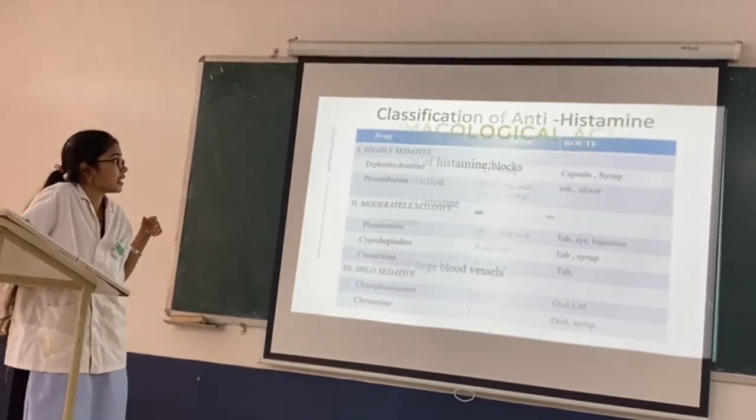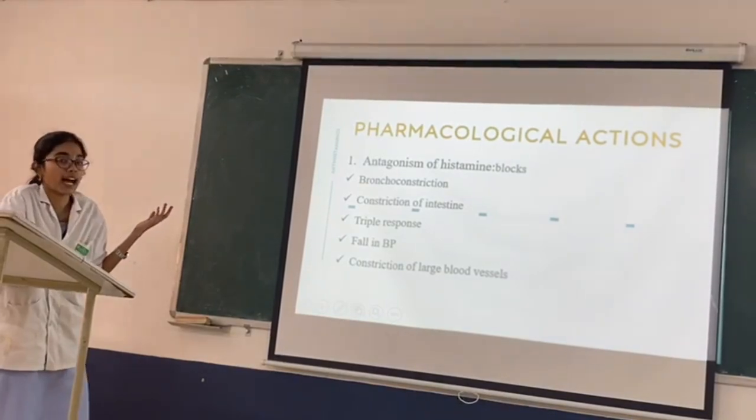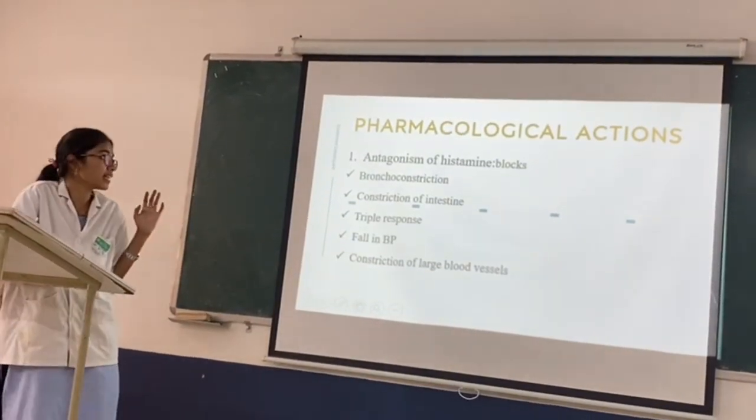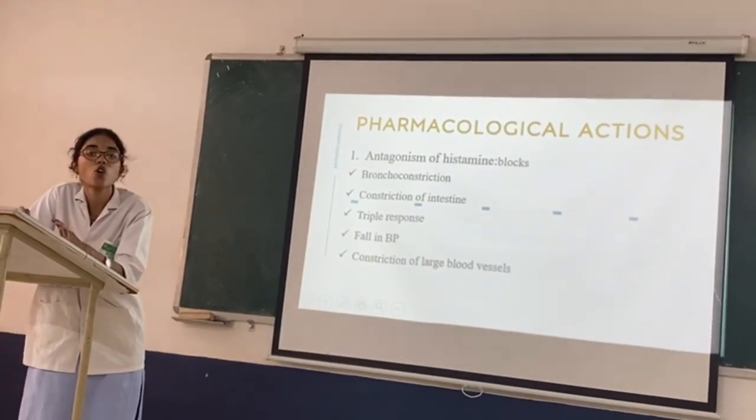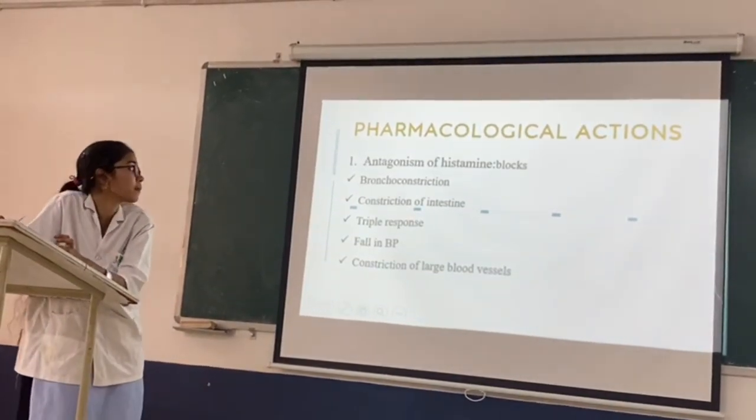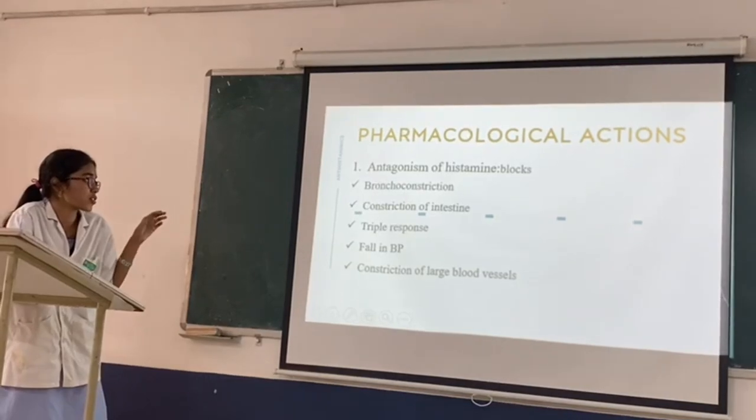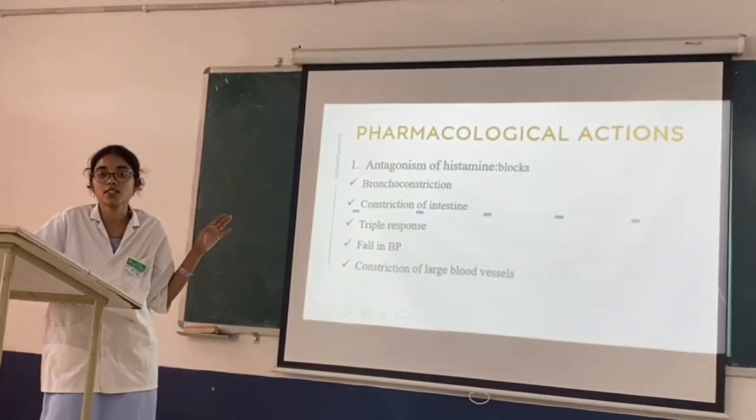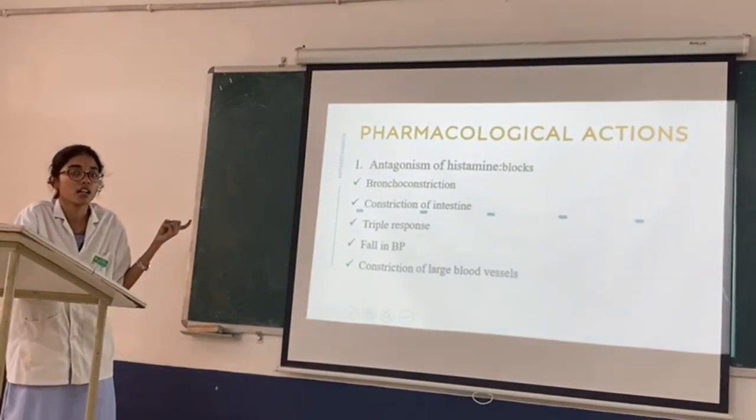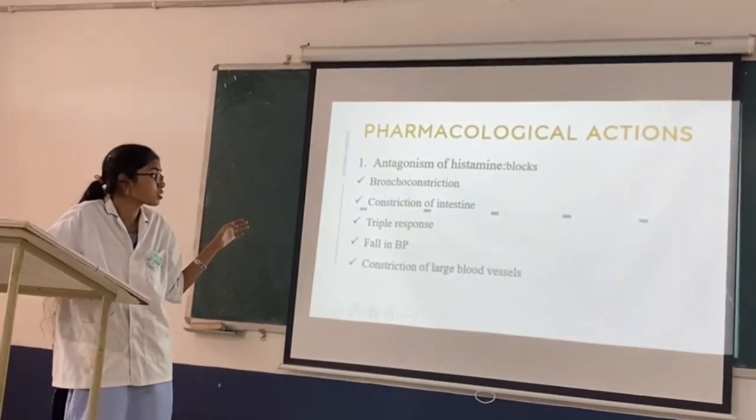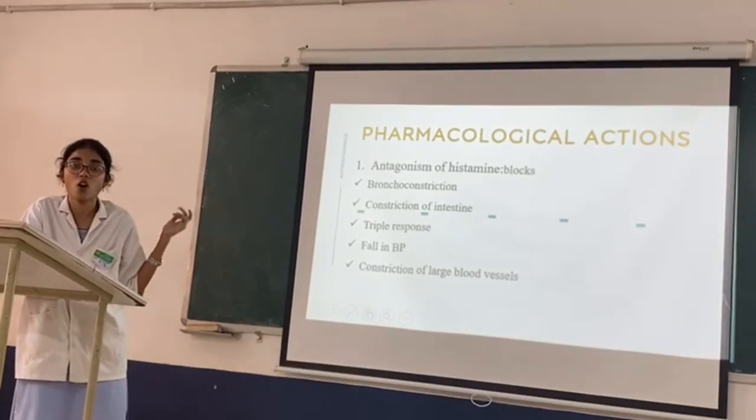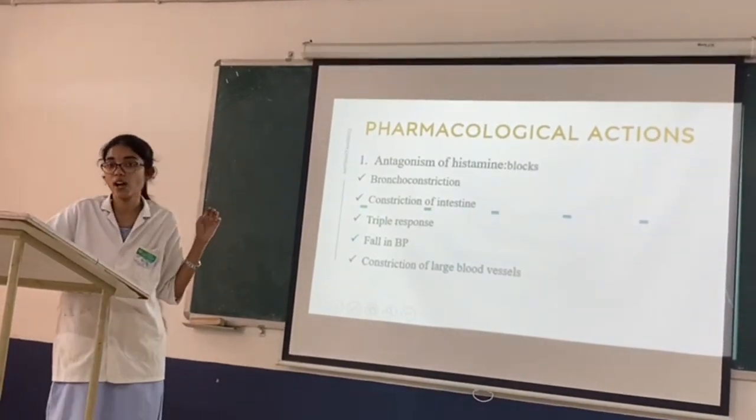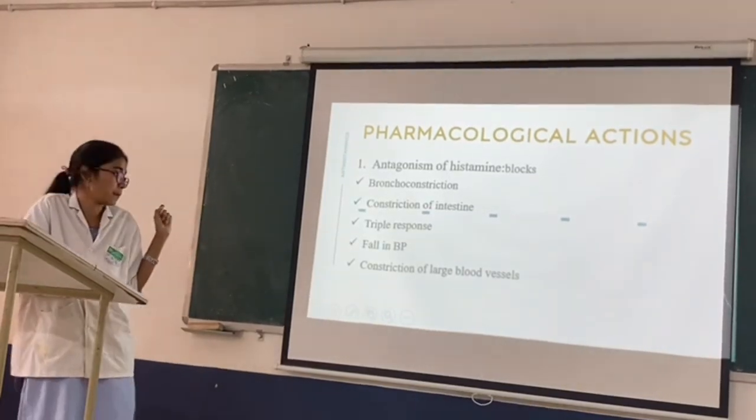Coming to the pharmacological actions of the H1 antagonist, its main action is the antagonism of the histamine. It mainly blocks the H1 receptors, which also blocks the activities of the H1 receptors, like it blocks constriction of the intestine, and it also does not show the triple response, which is a combination of red spot, wheal, and swelling. It also helps in falling BP, which is caused at the low doses of histamine, and it also requires additional H2 antagonists for complete blockade of the falling BP.